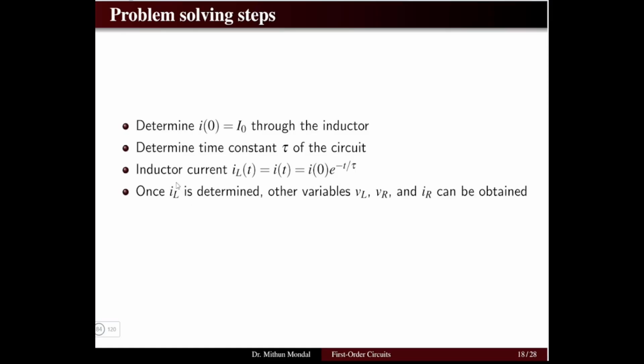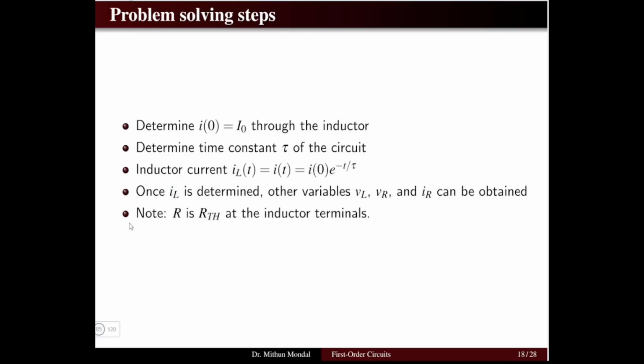Now once you have determined the current that is flowing through the inductor, it is easy to determine the voltage of the inductor, the voltage of the resistor, and the current that is flowing through the resistor. So the other variables you will be able to determine once you have computed the value of IL.